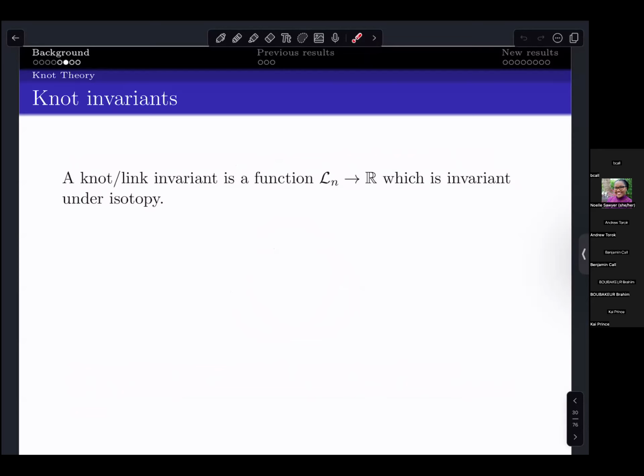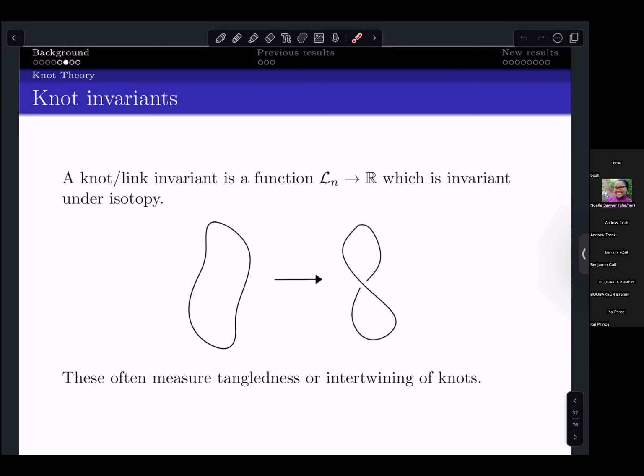So you take this piece of string that you have and you're allowed to do whatever you want, but you cannot push it through itself, because that's not how string works. This is a picture of an isotopy, and you can see that if you isotope something, it has the potential to get more and more tangled without changing its inherent knot properties. So one of the things that these invariant functions, invariant under isotopy, measure is a certain type of tangledness. They often measure tangledness or intertwining. I'm going to try and stop saying the word tangledness so much because it's not going very well for my mouth.